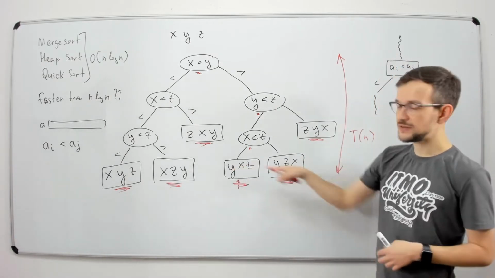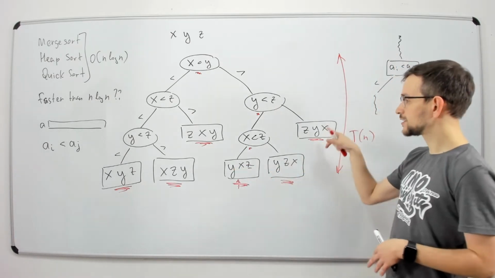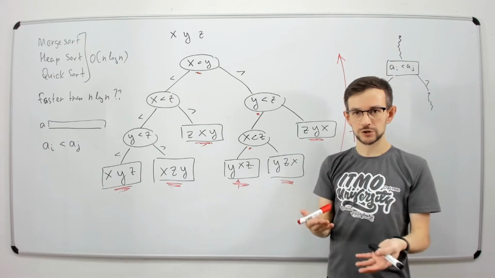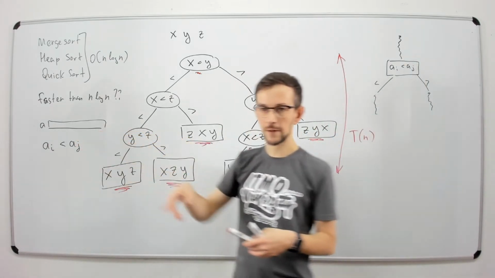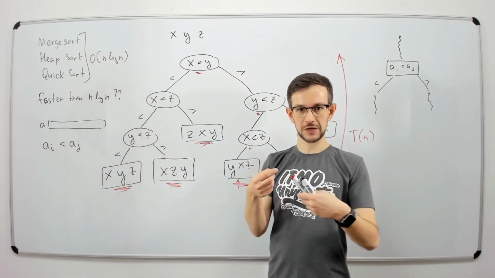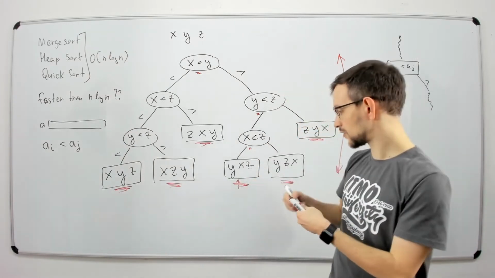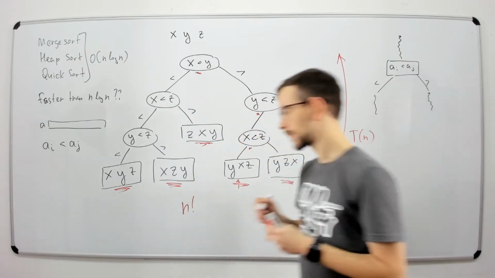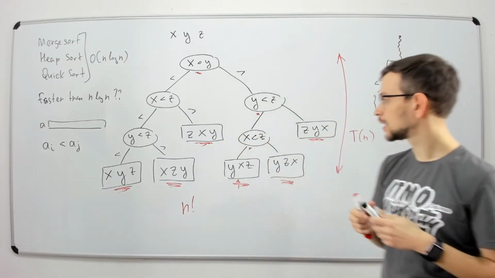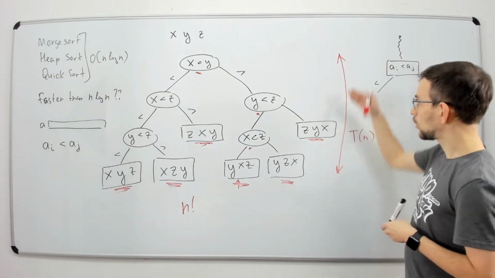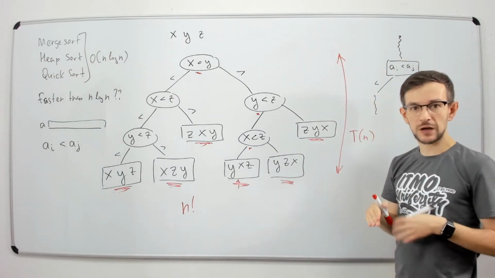So the number of leaves in this tree is equal to the number of different permutations of n elements. So when you sort the array, you can get any permutation of its elements. And we have n factorial different permutations. Right? So now let's calculate the minimal possible height of this tree.